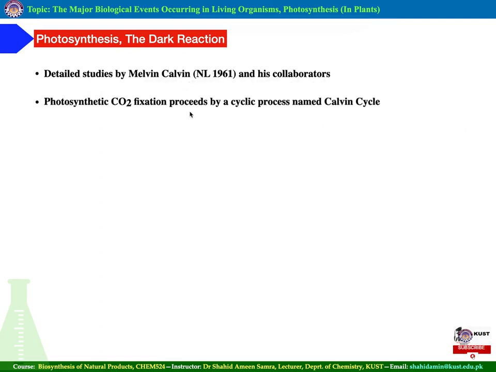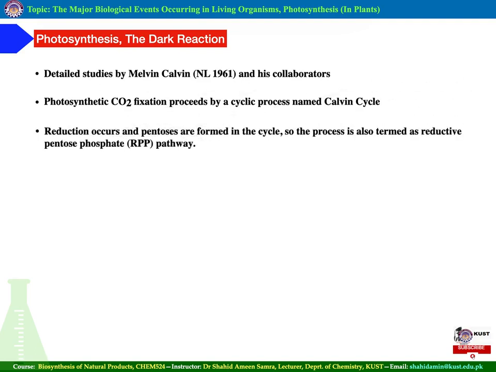So this process is the fixation of carbon dioxide. We know that carbon dioxide is the essential starting material for the process of photosynthesis. So this carbon dioxide is fixed by this cyclic process. Now, during this process, reduction occurs, and pentoses, that are 5-carbon sugars, are formed in a cyclic process. So the process is also known as the reductive pentose phosphate pathway.